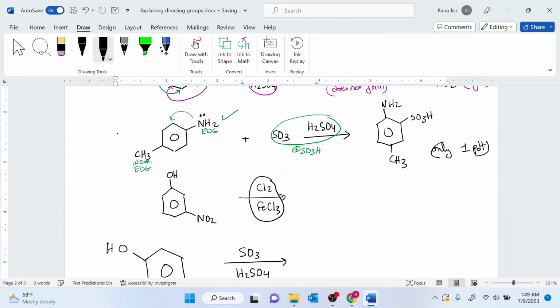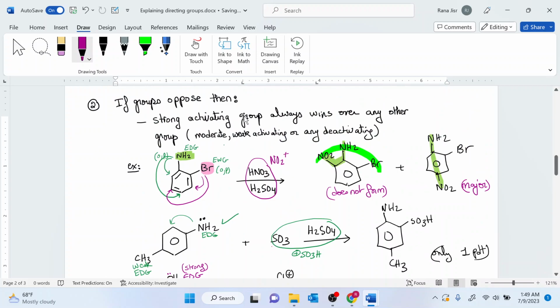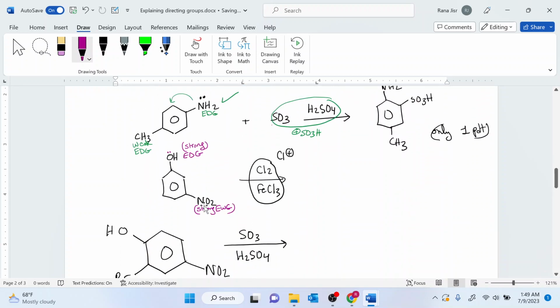Here I am forming my Cl positive. Again, you have an electron donating group, and this is a very strong electron donating group, and the NO2 over here is going to be a strong electron withdrawing group. So from our rule, strong activating groups always win over a moderate, weak, and any deactivating group, whether you are working with a moderate or a strong deactivating group. So this one is a strong deactivating group, but the OH still wins in this case.